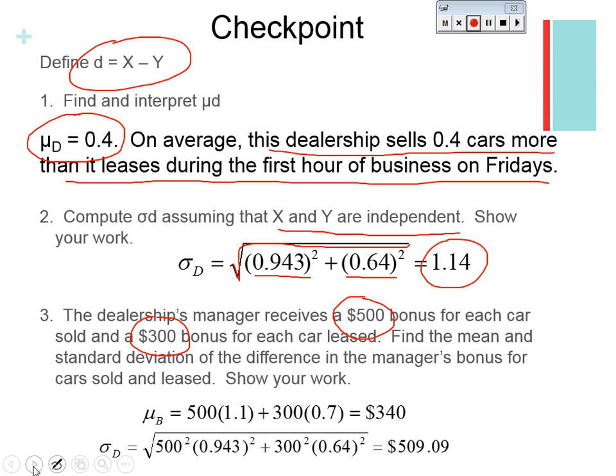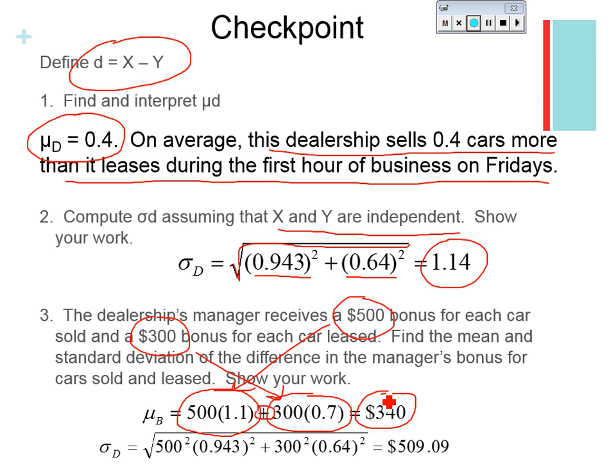So in order to find the mean, I take the amount of cars that they sell on average and multiply that by the $500 bonus, and then I take the amount of cars they expect to lease, which is 0.7, and multiply that by 300. If I take the difference between those two, this should be a minus here, not a plus, we would get roughly about $340.